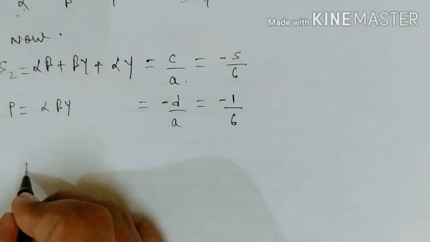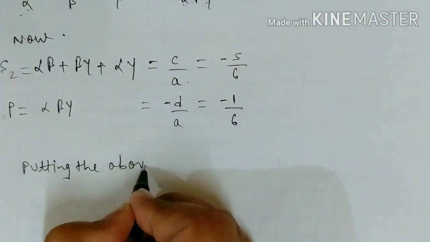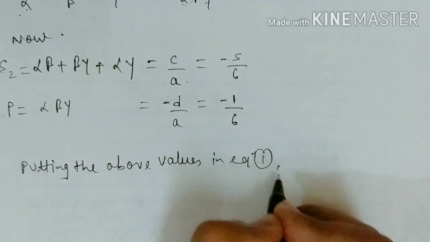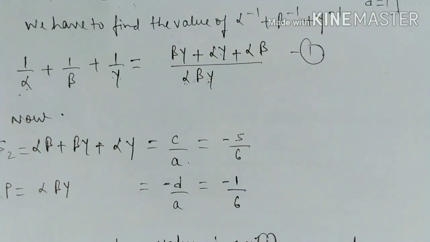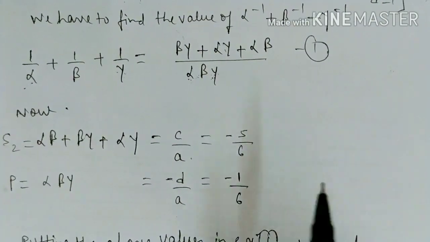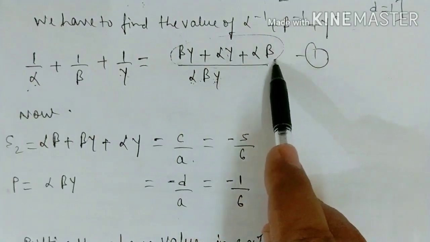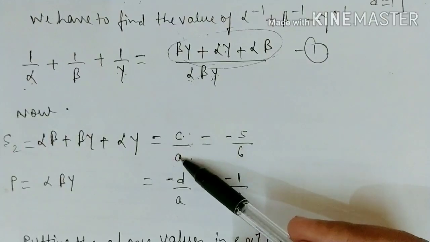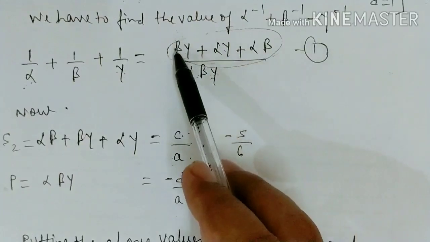Now what I will do, I will put the above values in equation 1. We get, now what is equation 1? See here, this is our equation 1. This value is equal to C by A. So in the place of C by A I can write minus 5 by 6. Directly you can write the value here.